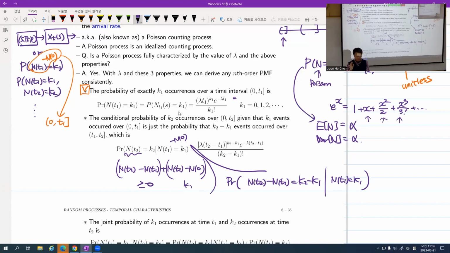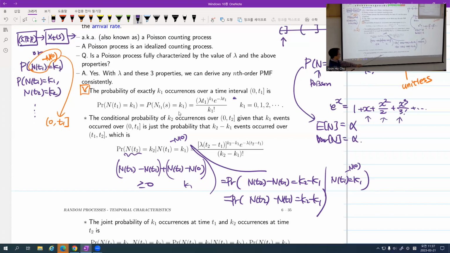So whenever you confront conditional probabilities, you have to replace the event with an equivalent event. Otherwise, you have to have some inequalities. Now, we use the independent increment property because this is also an increment, right? Still, we can subtract N0. Then the interval on the right side of the conditioning bar is non-overlapping with the interval on the left side of the conditioning bar. So they are independent, which means you can drop the condition. So N of T2 minus N of T1 equals K2 minus K1, and done, right?